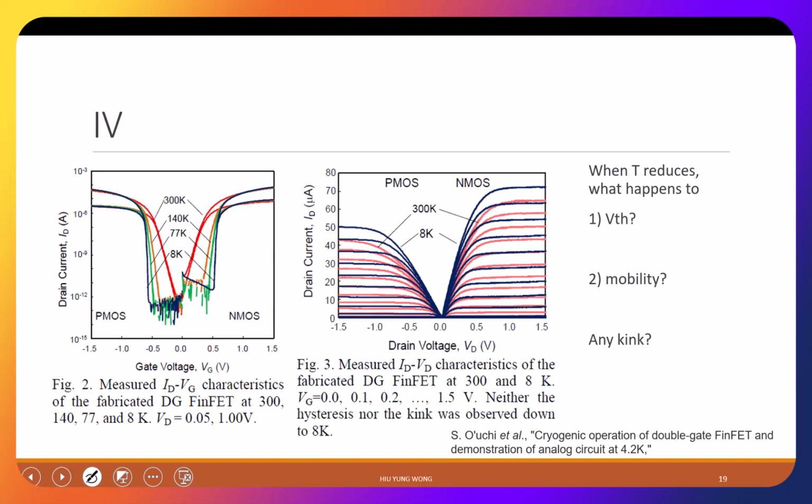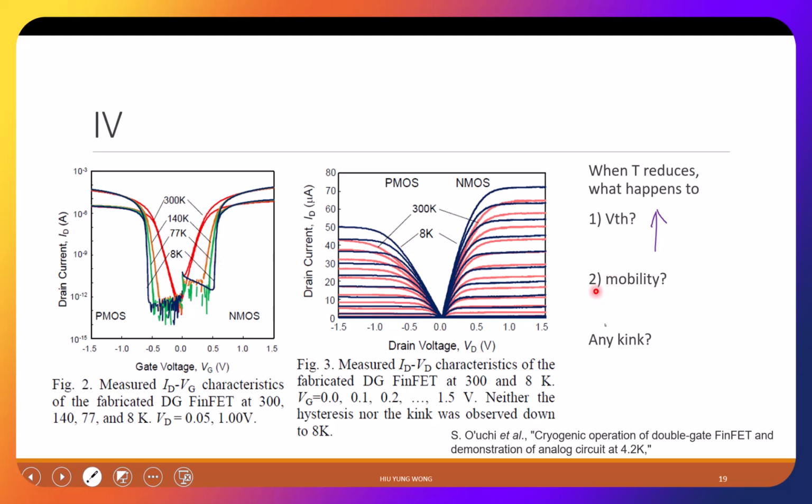Okay, so let us quickly, even not looking at the figure, maybe you tell me, based on this figure, what happened to the VTH? This is 300, this is 8 Kelvin. What happened to the threshold voltage when the temperature reduced? It becomes? Goes up, right? Everyone can read this graph? I mean, you will get this in the midterm. If you don't understand, you can ask me now. Yeah, it gets larger and larger.